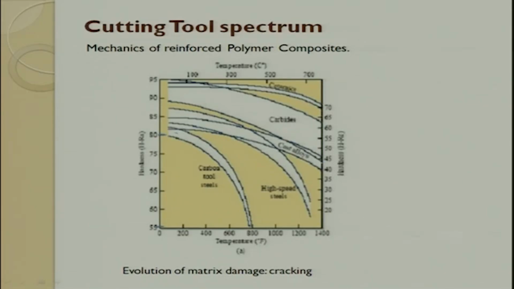So, here is a response drawn with respect to hardness and temperature. You can see that as the temperature of the surroundings goes high, there is a steep fall in the hardness property. For example, for a carbon tool steel, from 80 HRC it goes down to 55 HRC on reaching a temperature of 800 degrees Fahrenheit. When you take a carbide, from 95 it goes down to somewhere close to 75 at 1400 degrees Fahrenheit.